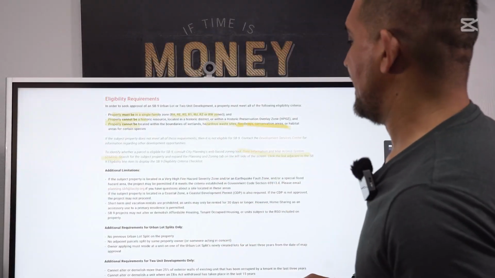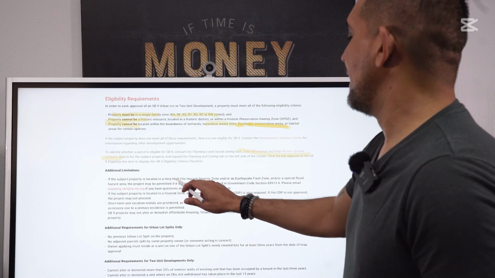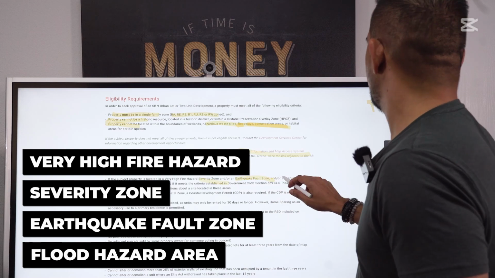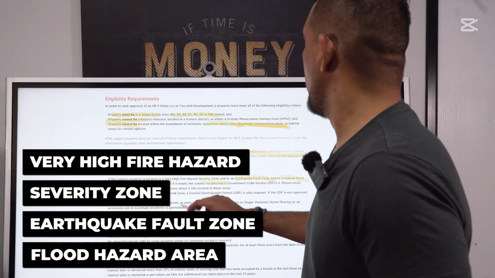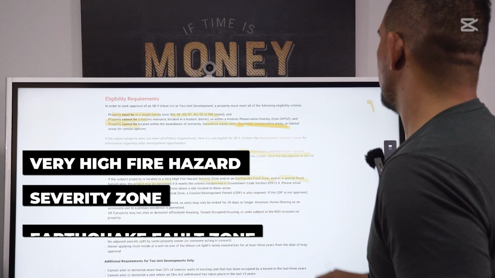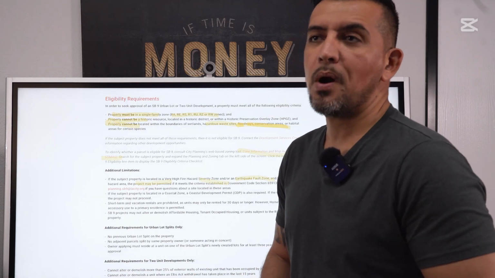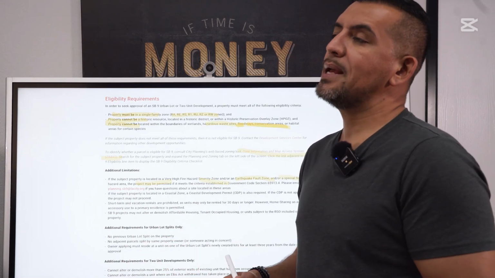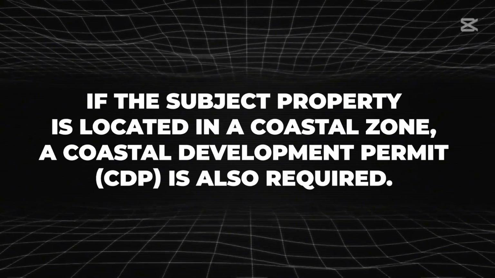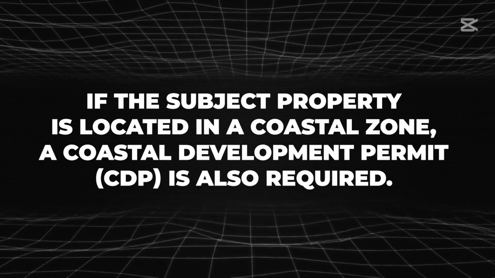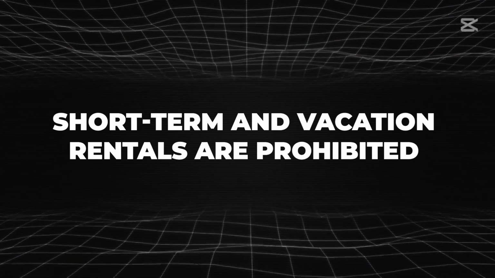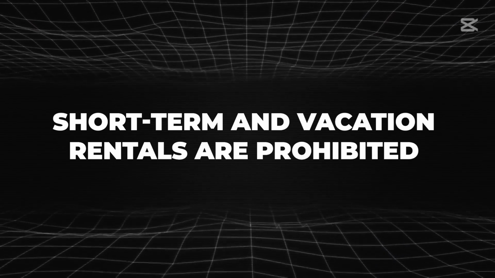So additional limitations. If the subject property is located in a very high fire hazard severity zone, earthquake fault, or special flood hazard, the property might be permitted if it meets the criteria established in the government code. So pretty much, you got to go through the process. You got to submit some preliminary plans and make sure that it meets all the requirements. If the subject property is located on the coast, a coastal development permit, CDP, is also required. If the CDP is not approved, short-term and vacation rentals are prohibited. So you cannot use it as a short-term rental.